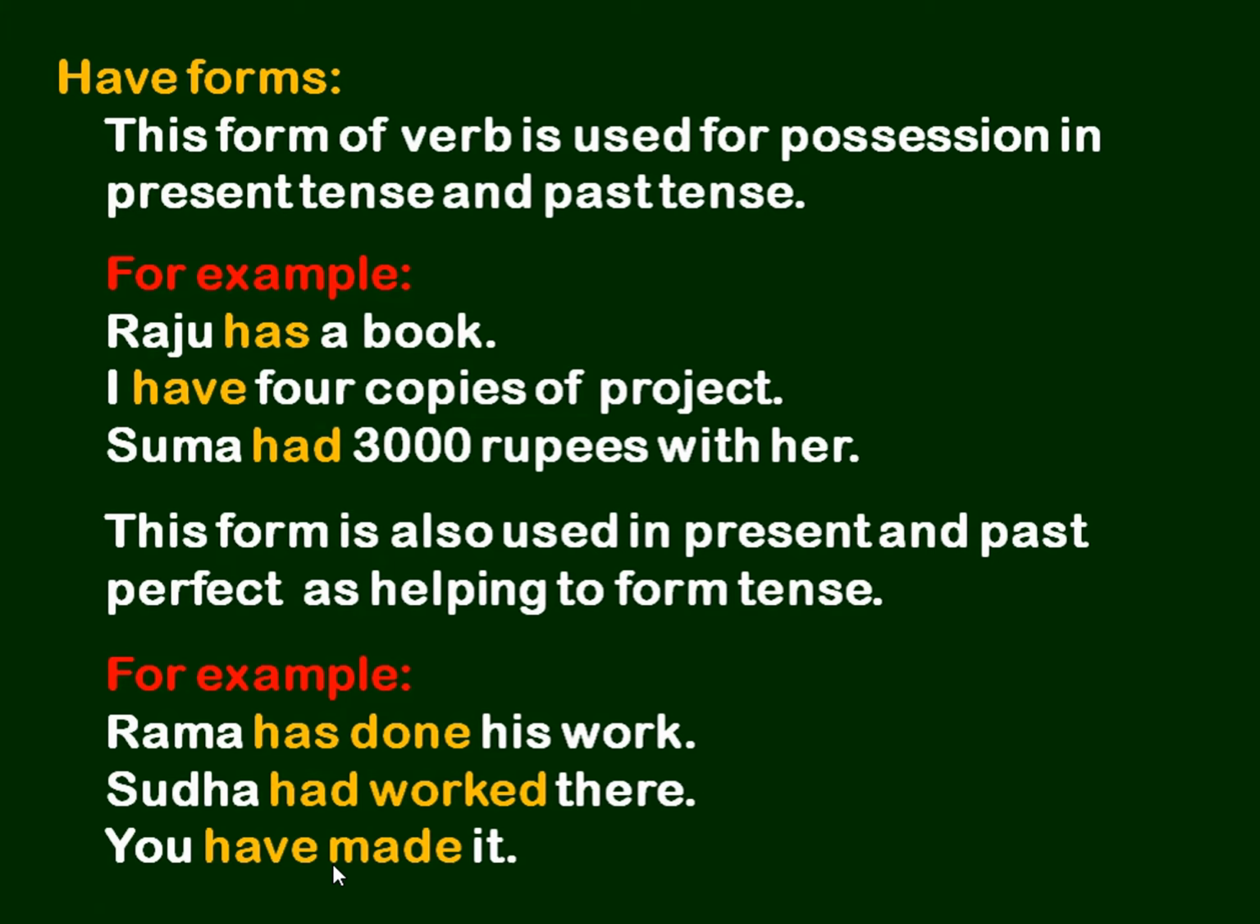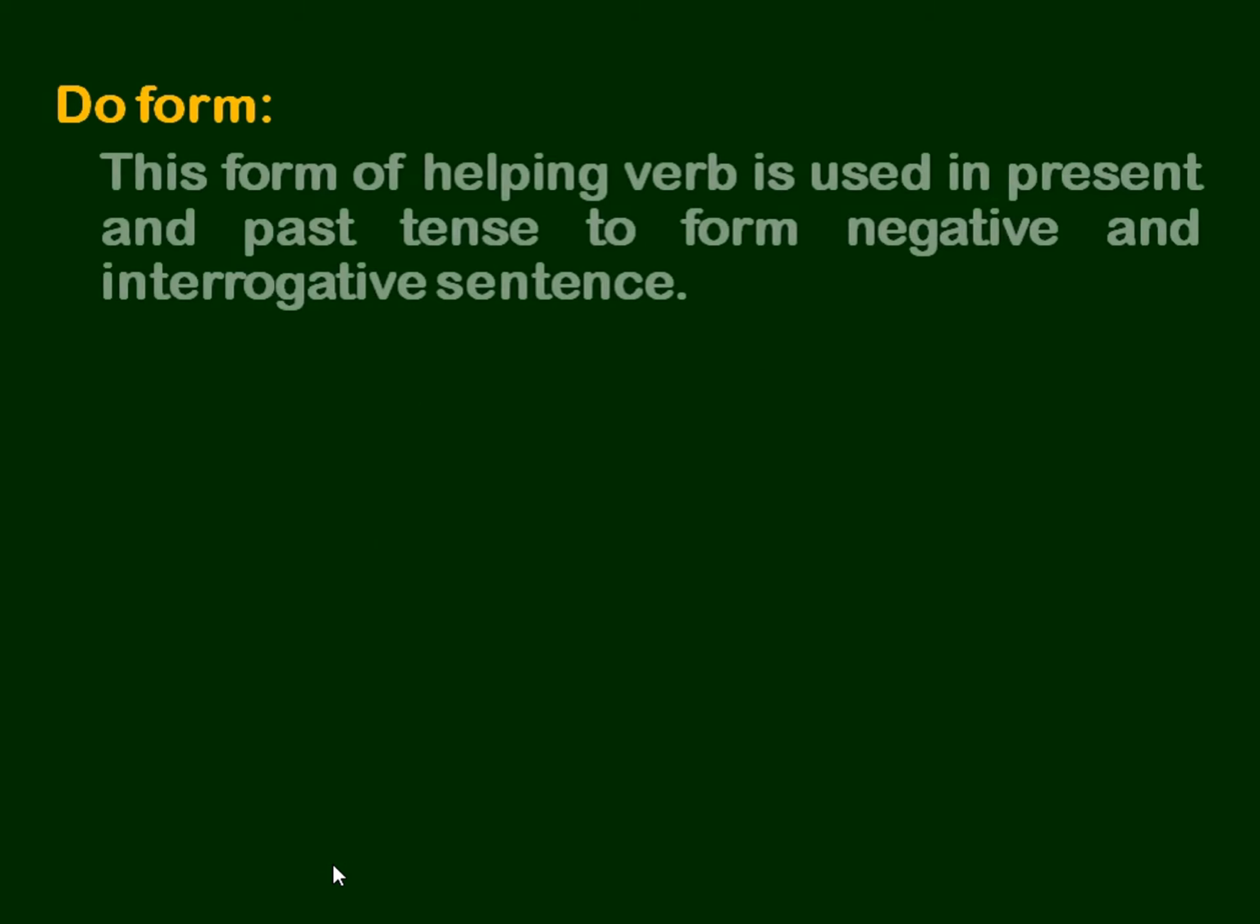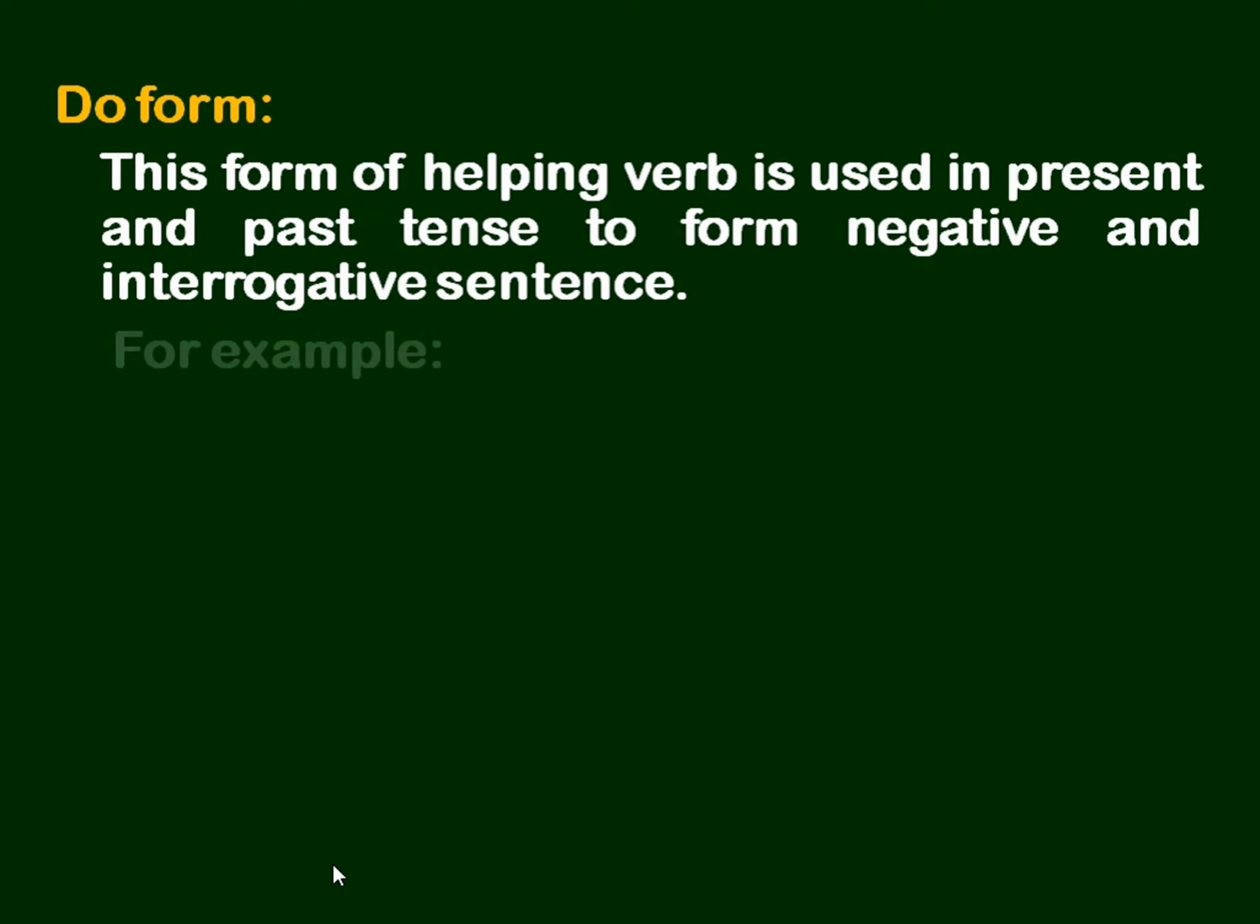ಮಕ್ಕಳೇ ನೀವು ಮಾಡಬೇಕಾಗಿದ್ದಿಷ್ಟೇ, be forms ಯಾವುವು, have forms ಯಾವುವು ಅನ್ನೋದನ್ನ ಅರ್ಥ ಮಾಡ್ಕೋಬೇಕು. Let us understand do forms here again. So this form of helping verb is used in present and past tense, actually simple present and simple past, to form negative sentence and interrogative sentence. ಈ do form ಅನ್ನ ಸ್ಪೆಷಲಿ ನಾವು simple present tense ಅಲ್ಲಿ ಮತ್ತು simple past tense ಅಲ್ಲಿ ನೆಗೆಟಿವ್ ಸೆಂಟೆನ್ಸ್ ಮತ್ತು ಇಂಟ್ರಾಗೇಟಿವ್ ಸೆಂಟೆನ್ಸ್ ಅನ್ನು ಫಾರ್ಮ್ ಮಾಡೋದಕ್ಕೆ ನಾವು ಬಳಸ್ತೇವೆ.